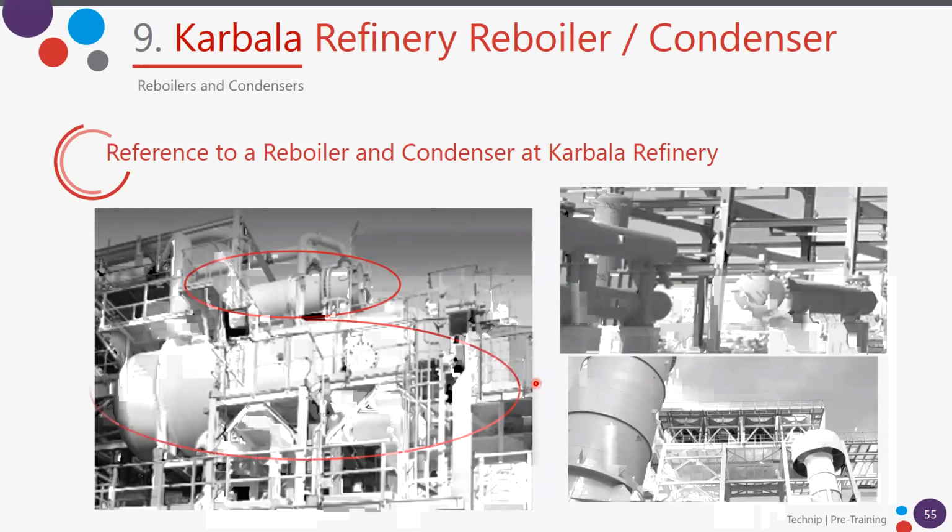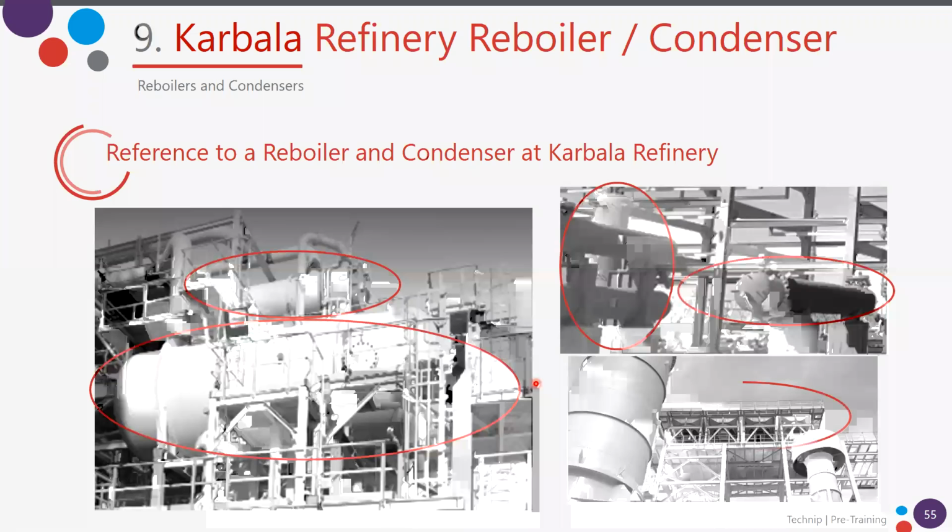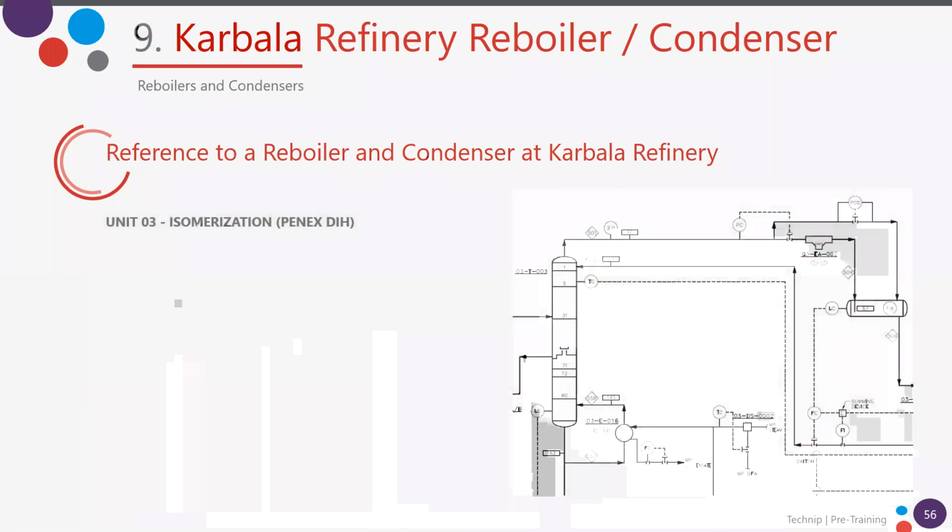So the last point of this session will be to see 2 examples of heat exchangers, 1 reboiler and 1 condenser at the Carvala Refinery. As for the heat exchangers, these pictures are random heat exchangers at the Carvala Refinery. So I have chosen the same unit that we saw in the heat exchangers session, the unit 3 isomerization unit, where we find the deioninizer column.